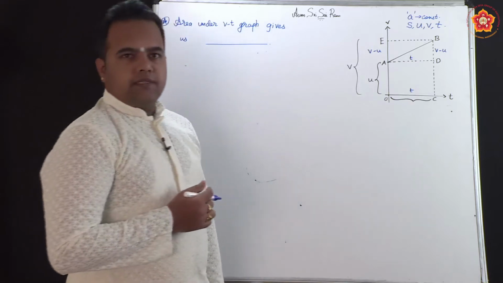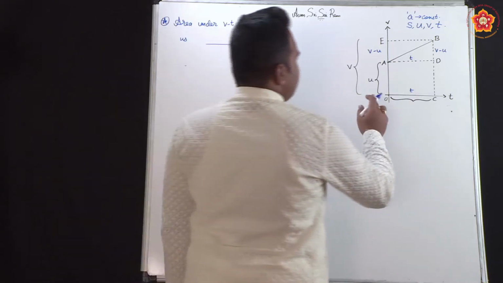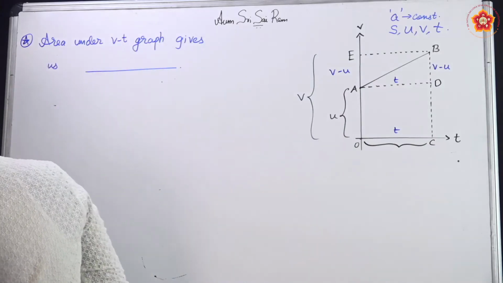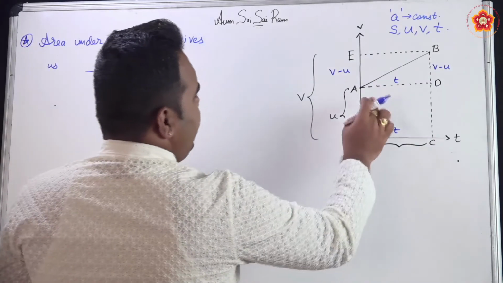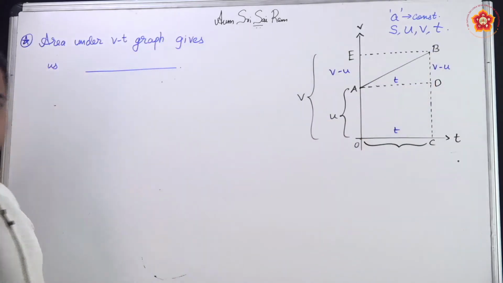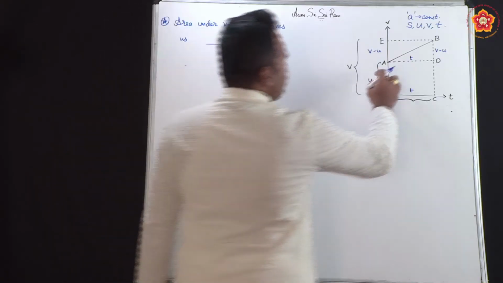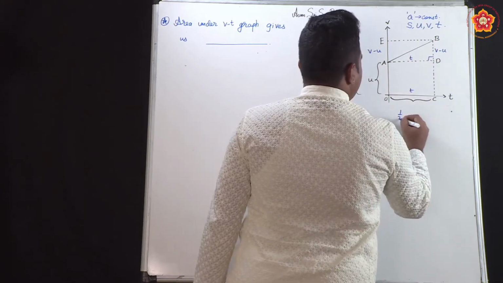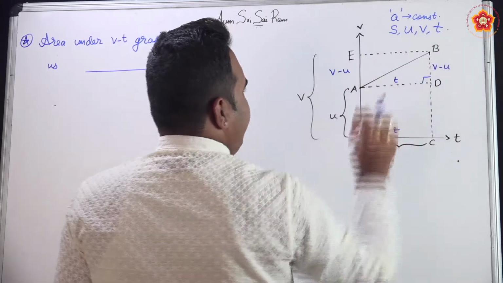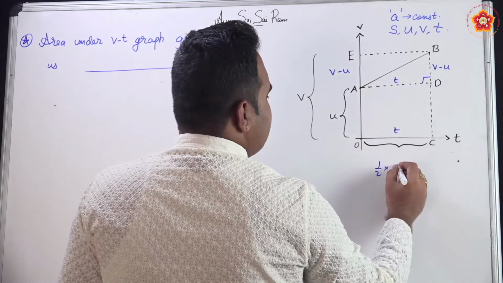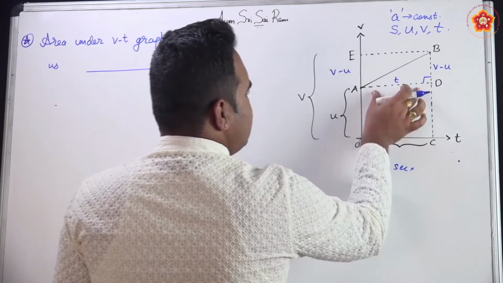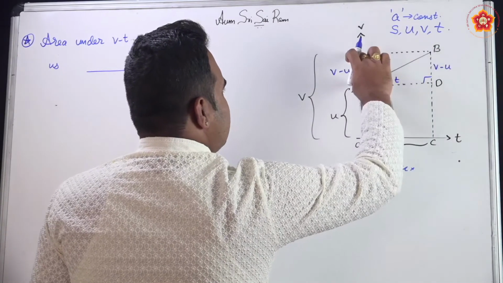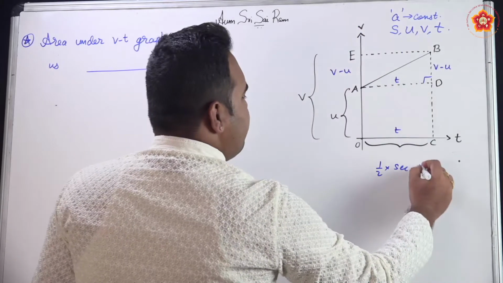What would it give us? For example, if we take the triangle ADB, let us try to see what the area of this triangle will give us in terms of units. So, area of this right angle triangle will be half base into height. Base is seconds, which is nothing but time, and the height is on the velocity axis, meters per second.